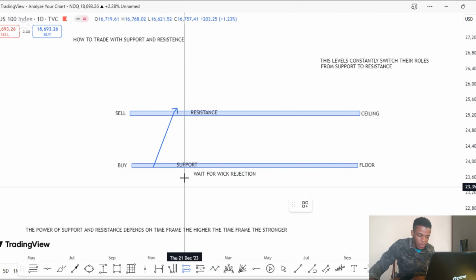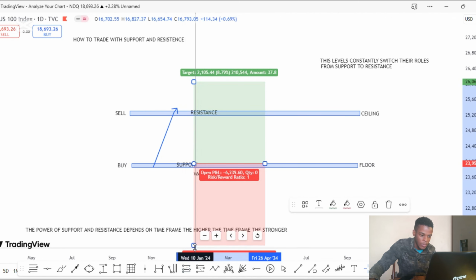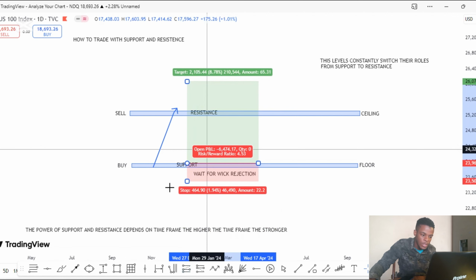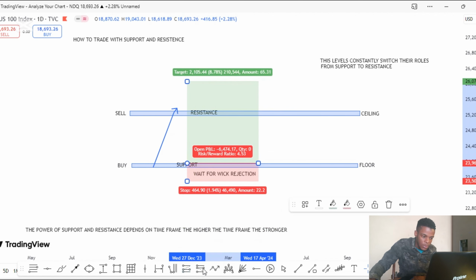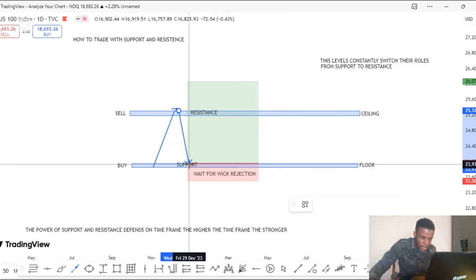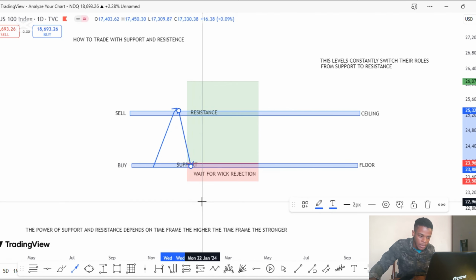You know, at support we buy. We have to wait for the market to come back to this point. So what we're going to do now is wait. While we're waiting, you can just set things up. Then when the market comes back to this point here, you wait for a weak rejection. After a weak rejection, you enter exactly at this point here.